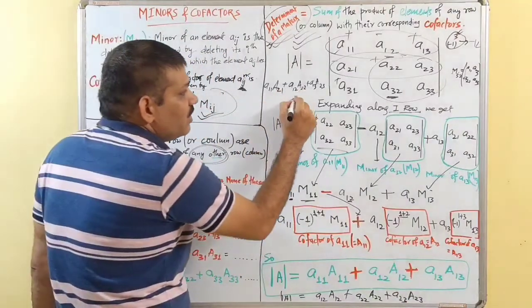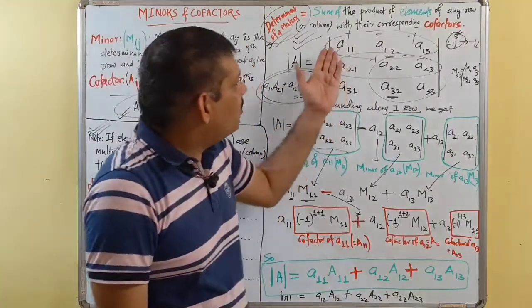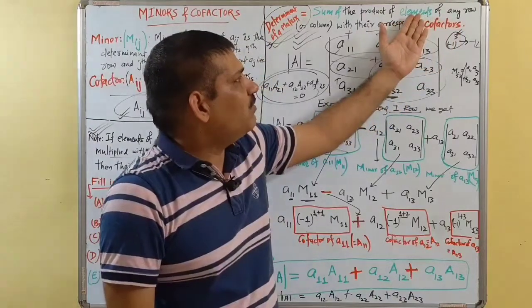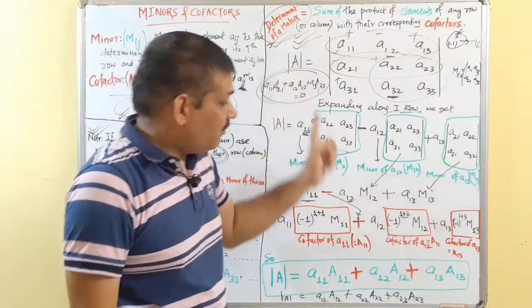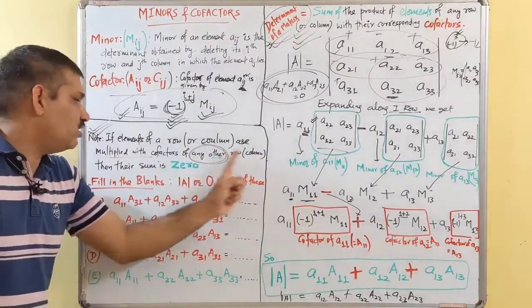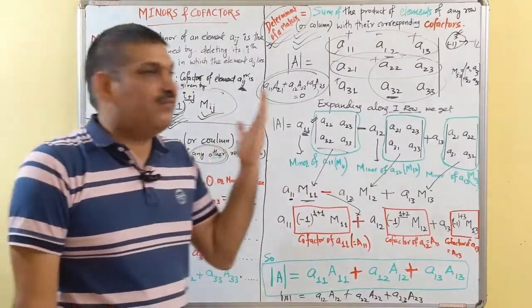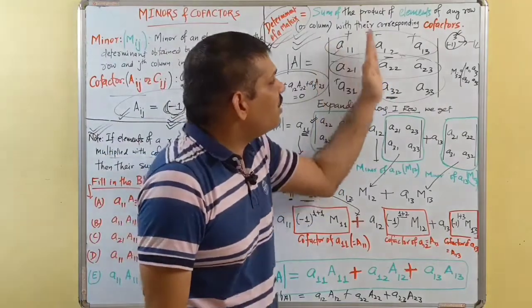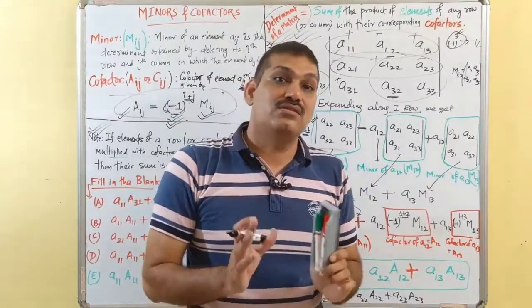Well, this will always be 0. This is the most important thing. If we take any row, multiply the elements with the corresponding cofactors and take the sum, then we get the value of the determinant. But if we take any row and multiply it with the cofactors of any other row, then their sum is always 0. We choose one row or column and multiply not with its corresponding cofactors, but with the cofactors of any other row or column. Then the value is always 0.